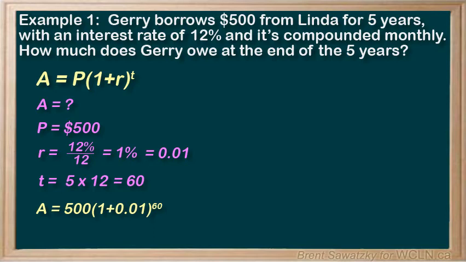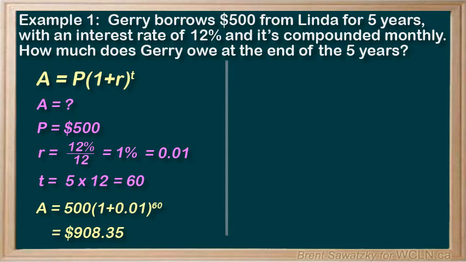Now, remembering BEDMAS, we'll do the brackets, 1.01, and then the exponents, that is 1.01 to the power of 60, and then our final multiplication. We times that by 500. Of course, many scientific calculators would allow you to put the entire equation in and just hit enter. Either way, you'll end up with $908.35. We round to the nearest cent.